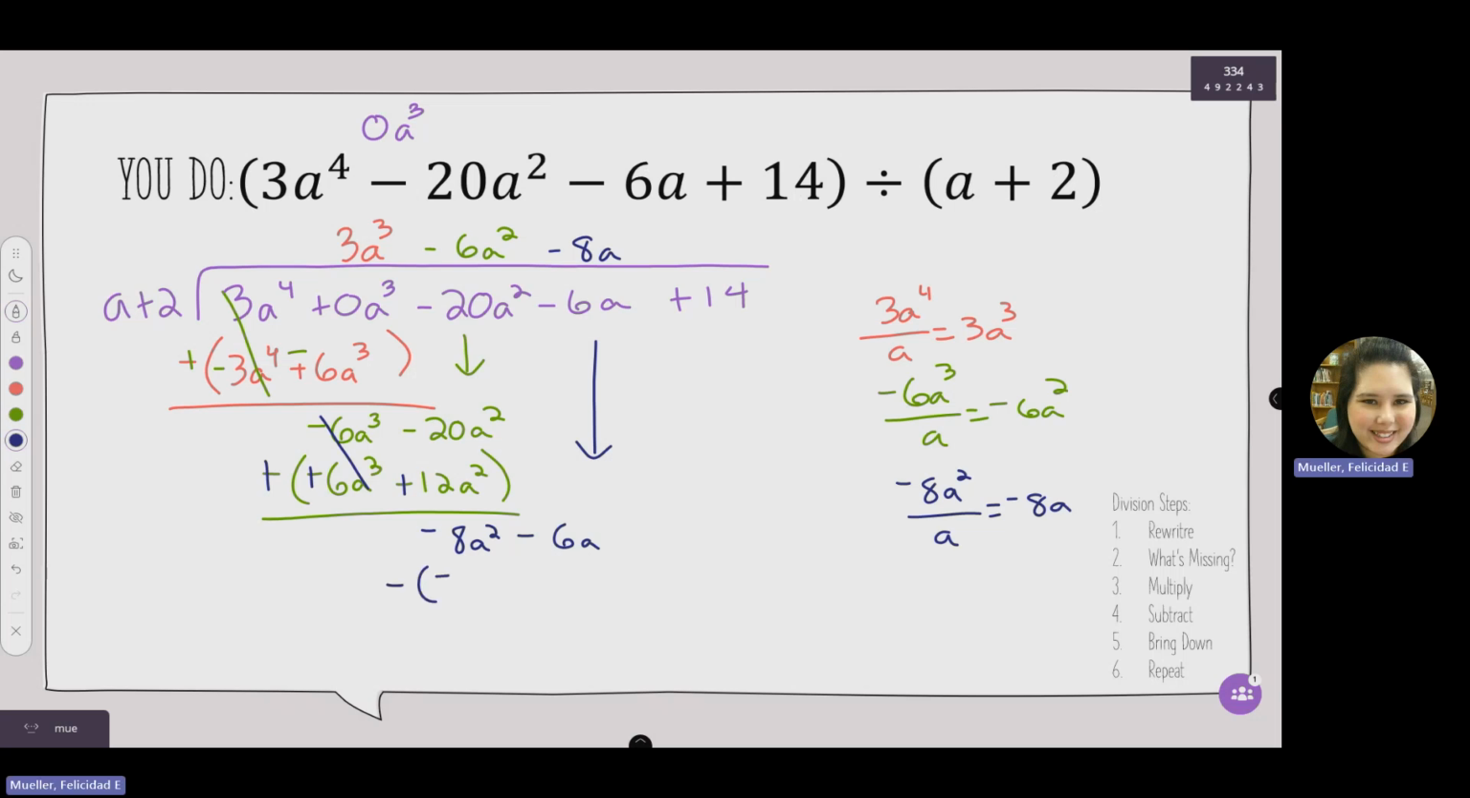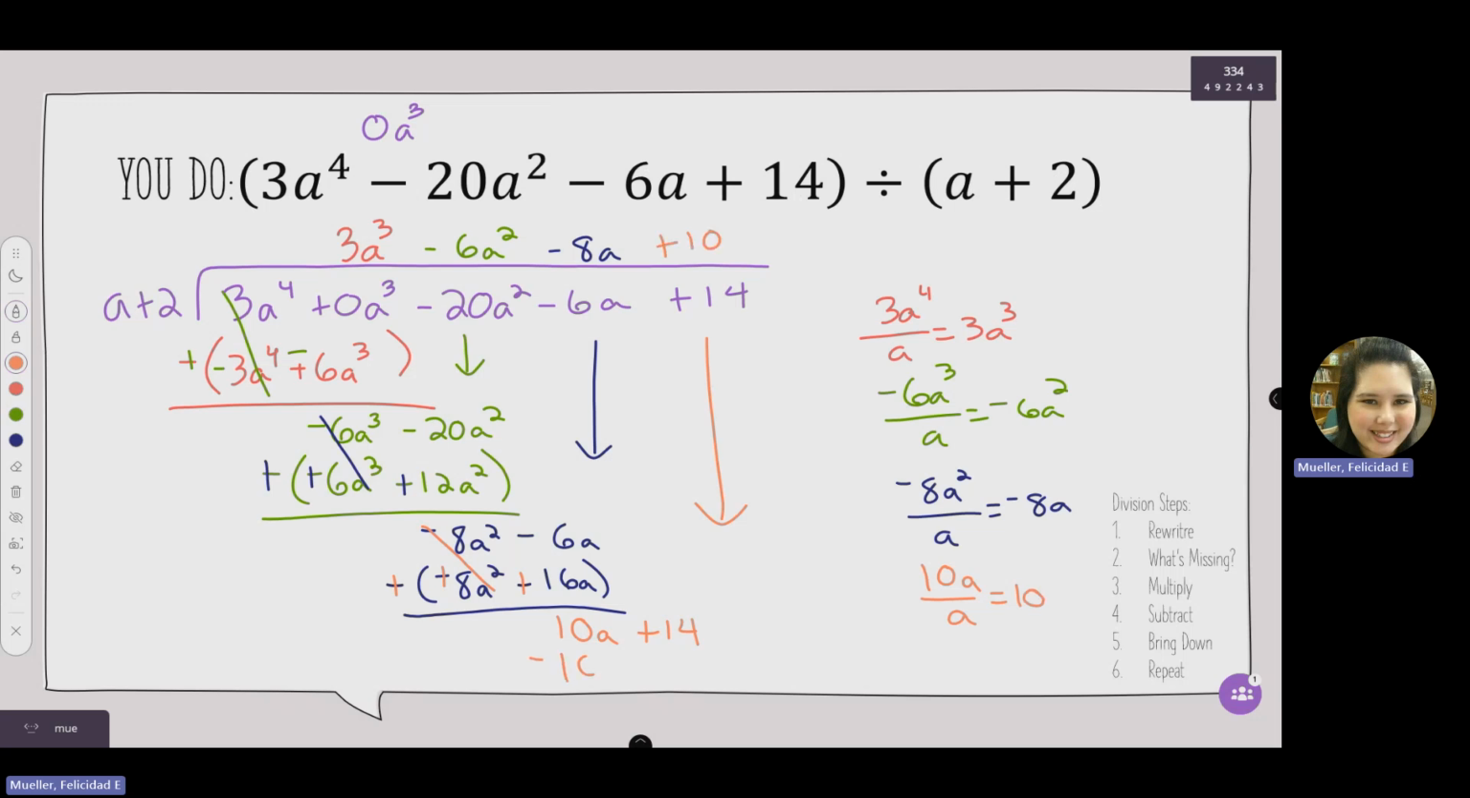So when we multiply by that, we get negative 8a squared. Negative 8 times 2 is negative 16. Our signs, plus, plus, plus. A squareds cancel out. And we get 10a. Bring down the plus 14. And we do 10a divided by a equals 10. So we're going to do a plus 10.